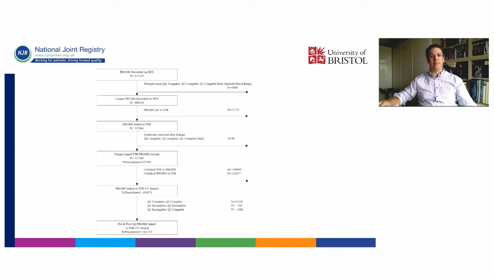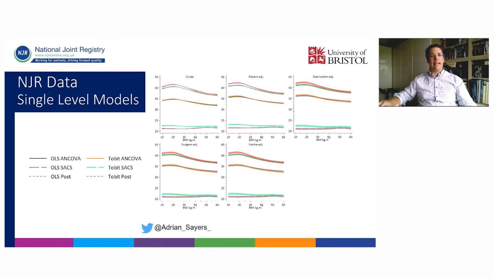From a starting point of over just 1 million procedures, we applied inclusion and exclusion criteria to the real NJR data. We then linked it to the PROMs datasets via the HES records, which resulted in 160,000 procedures with complete case data. Instead of using BMI categories, we adopted to keep BMI as a continuous variable and use restricted cubic splines to model the effect of obesity on the change in PROMs score pre and post surgery.